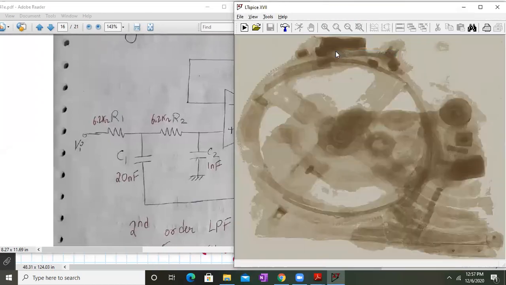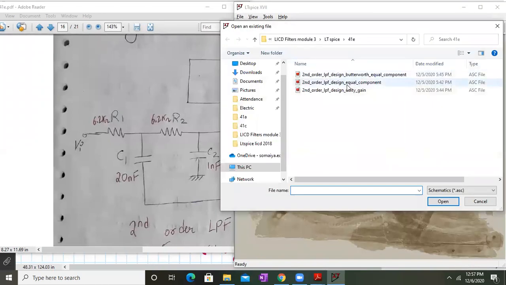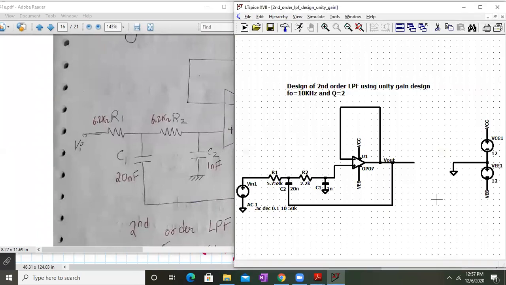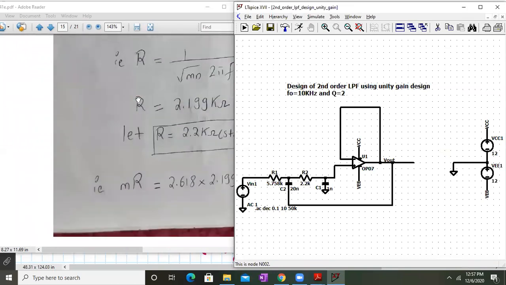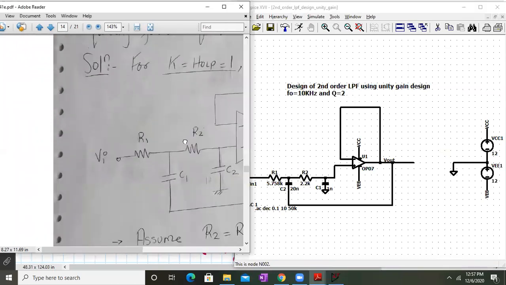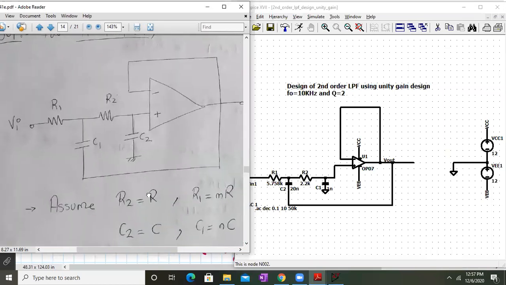So this was equal component design. There are two techniques basically. The second one is the unity gain design. As you can see over here, I have taken the values which are quite close over here.